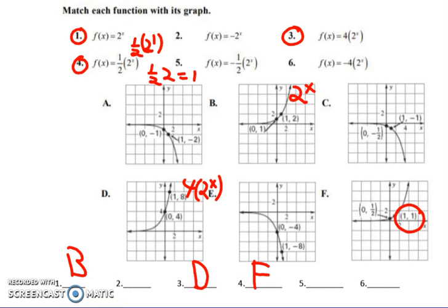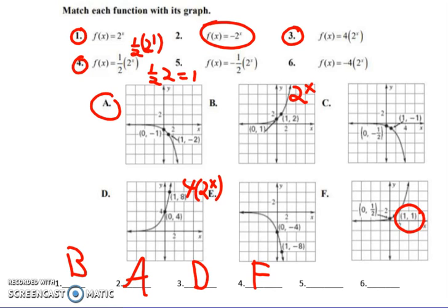Okay? And then the other 3 are, well, upside down, right? So they should all be negative. So I'll find this one first. Negative 2 to the x, that's just 2 to the x flipped upside down. So I'm looking for what? 1, negative 2. Looking for 1, negative 2. A, thank you. This one. 2 has to be A.